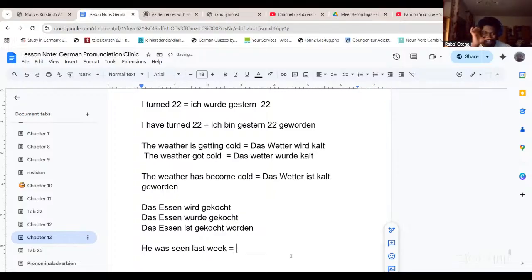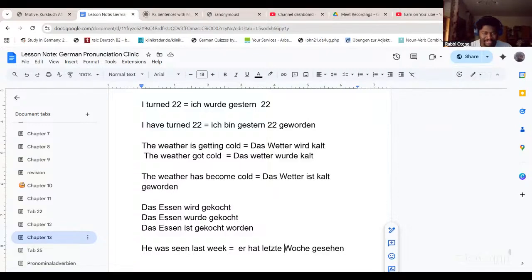So I was like, he was seen last week. And if I say, yeah, "hat letzte Woche gesehen," this means that he has seen last week. Okay, so I haven't gotten the sentence correct. So he became seen. The action wasn't performed by him, but it was performed by others. So that's the passive.